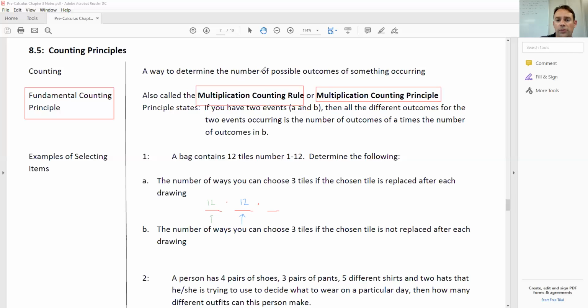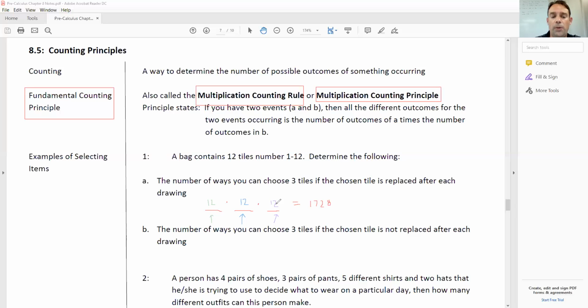All right, so we come back to it again. We put our tile back. On our third drawing, there are 12 tiles again, since it's still in the bag, so we have 12 tiles to choose from. So how many different combinations can we make? Well, the fundamental counting principle says multiply them all together. So 12 times 12 times 12 would be 1728.